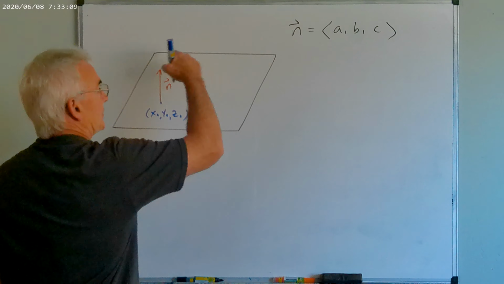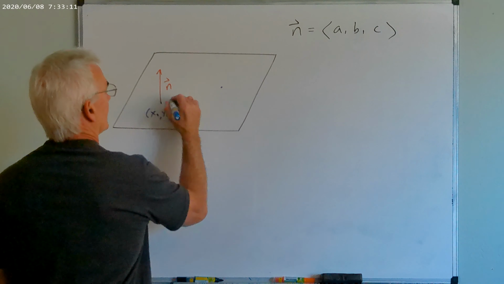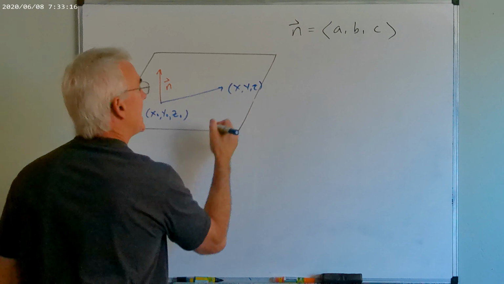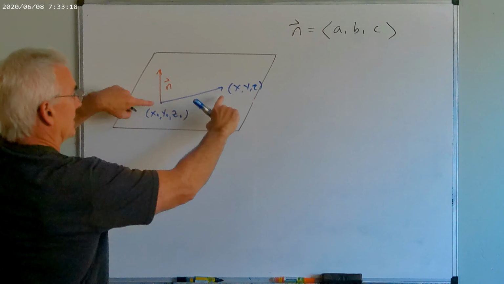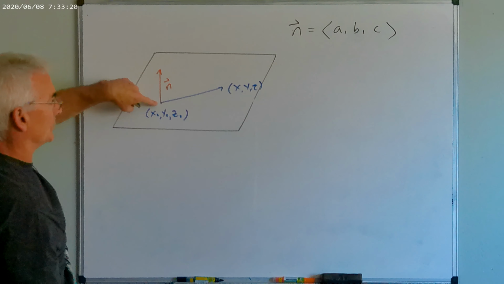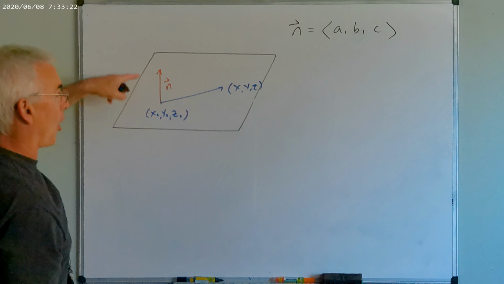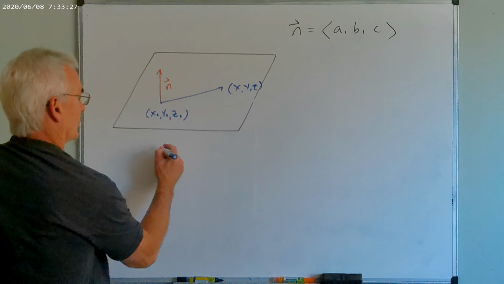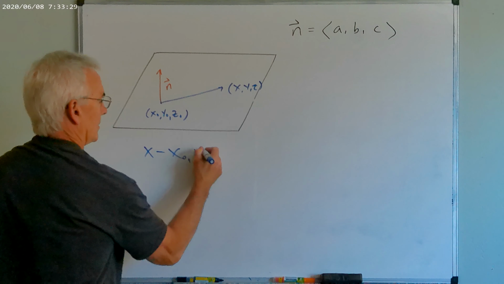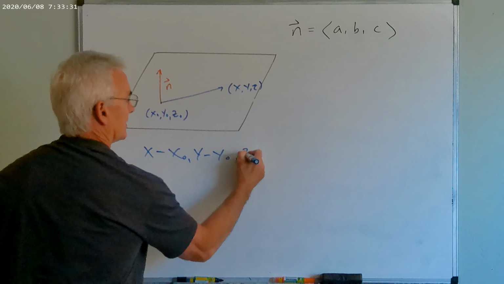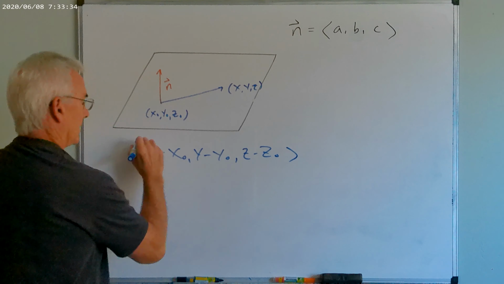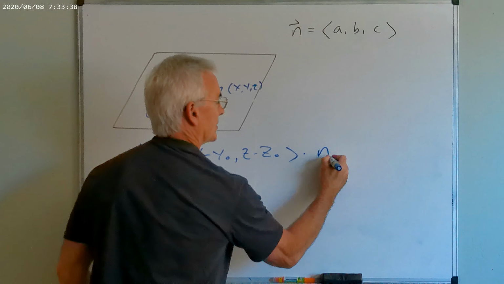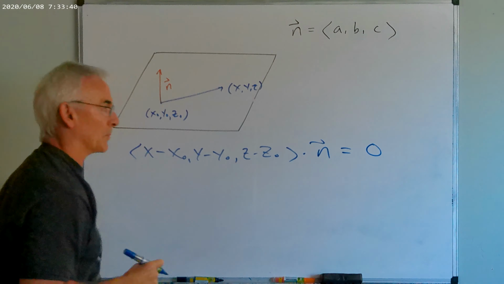Well, if I consider any other point on the plane, let's take x, y, z, then the vector between these 2 points must be orthogonal to the normal vector. In fact, every vector on the plane is orthogonal to the normal vector. So if we create this vector first, x minus x naught, y minus y naught, z minus z naught, then that vector and n have to be orthogonal. So if I dot it with n, we would have to get the number 0.